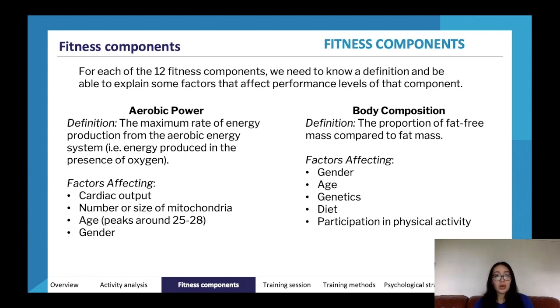That is really important. I also want you guys to understand it's the maximum rate. VCAA is a bit sneaky sometimes, and sometimes they put in questions, like it might be a multiple choice question as to what aerobic power is defined as, and they've got another answer which says the maximum amount of energy production. This is wrong. So it's not amount, it's rate.